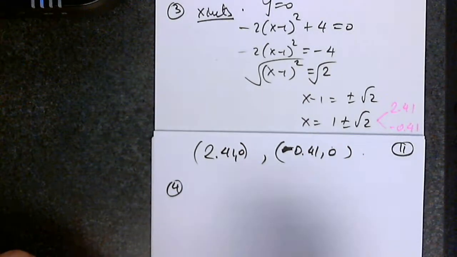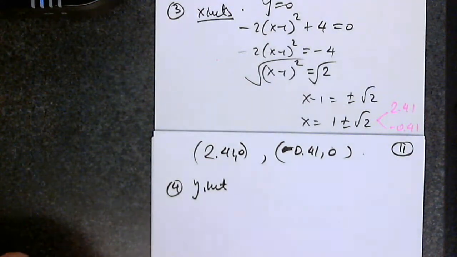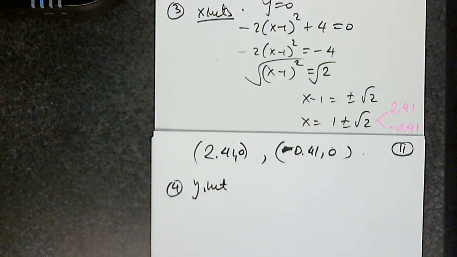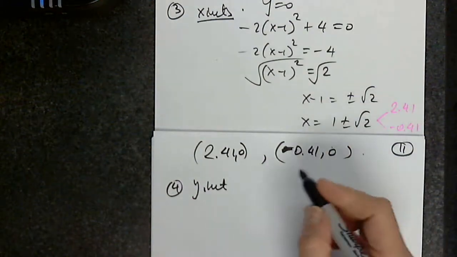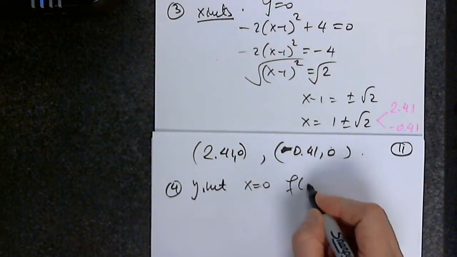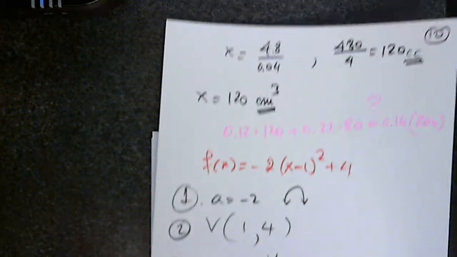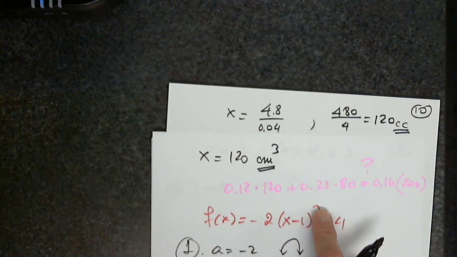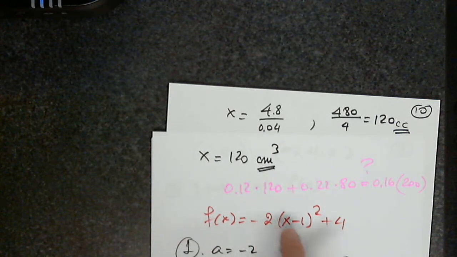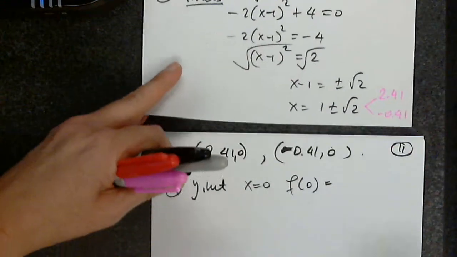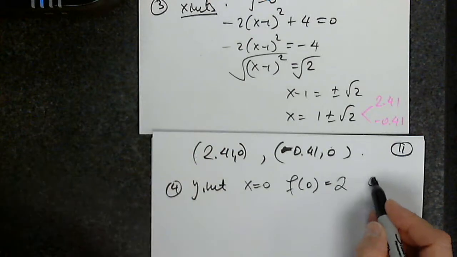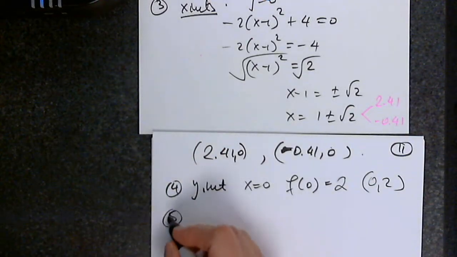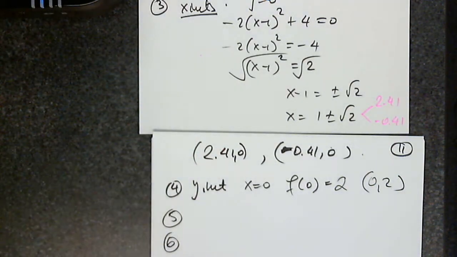Step 4, the y-intercept. How do I determine the y-intercept for any function? Yes, so f of 0. So I have 0 minus 1 is negative 1, negative 1 squared is 1. 1 times negative 2 is negative 2, and negative 2 plus 4 is 2. Very good. So (0, 2). And 5 and 6 are just words.